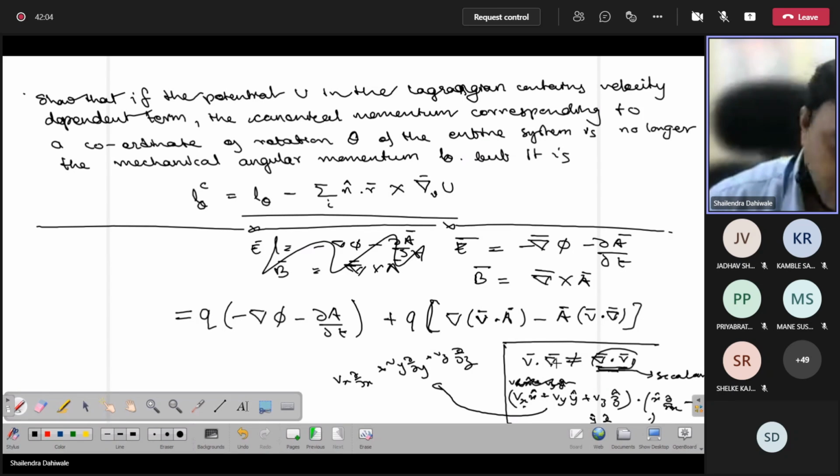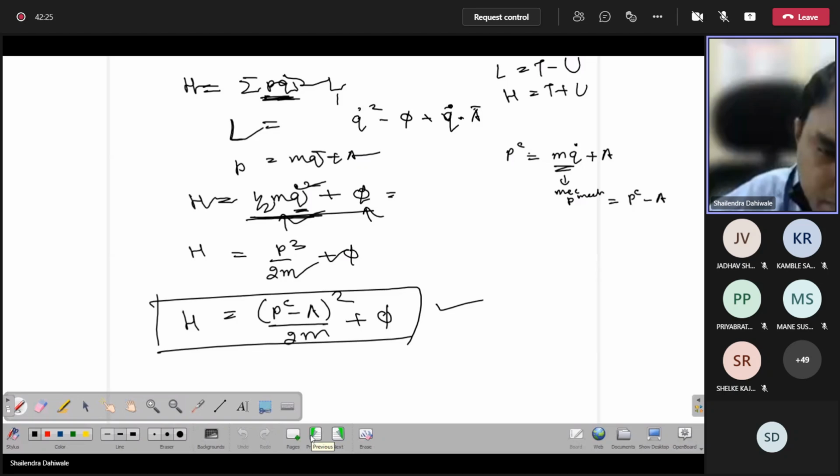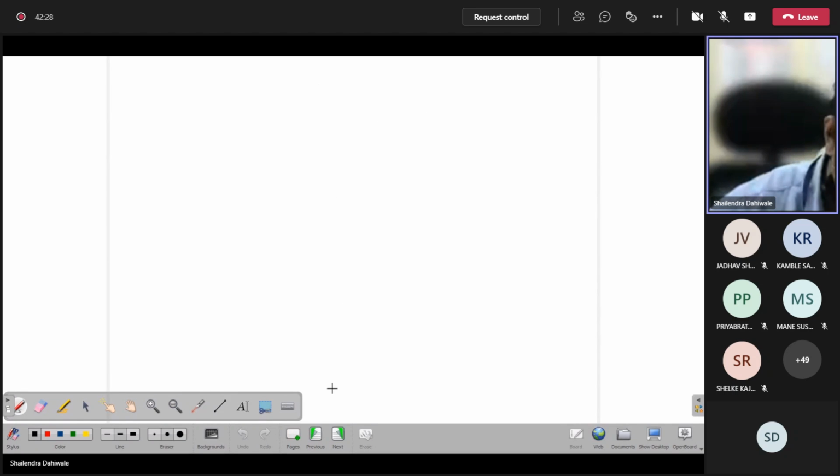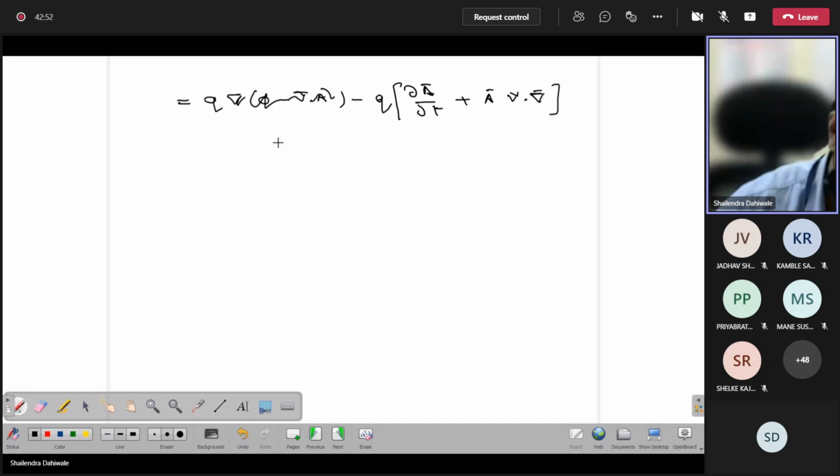You can do it in this form also. When we solve this completely, you can write your F as q gradient of phi minus v dot A, minus q del A by del t, plus A into v dot del.